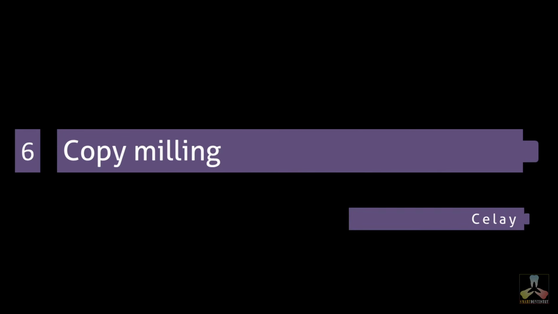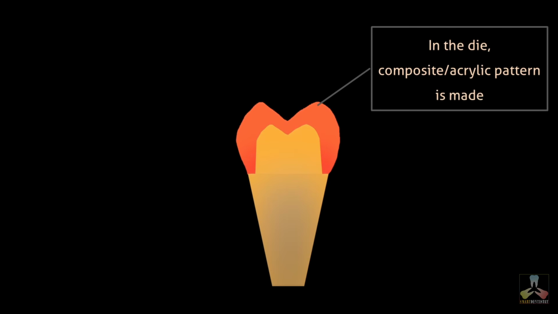The sixth technique is a copy milling technique. Copy milling is similar to the CAD-CAM procedure, but it does not require the use of a camera to scan the prepared tooth, and also it does not require the use of a computer. Here in the copy milling procedure, a die is made from the impression and a pattern is made with acrylic or special composite material using the conventional techniques.